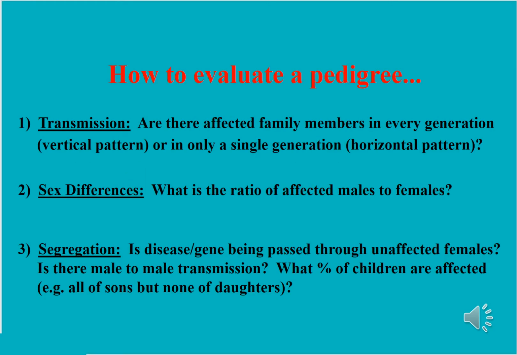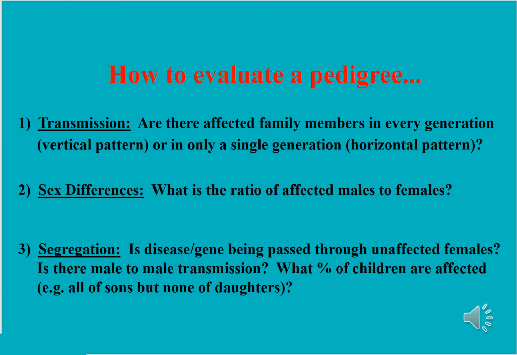How to evaluate a genetic pedigree? First, see the transmission. Is it vertical or horizontal? In vertical pattern, affected family members are shown in every generation, while in horizontal pattern, the affected members are shown in only a single generation.